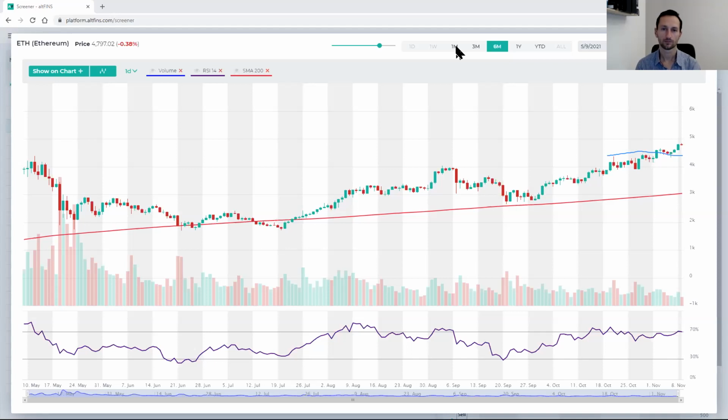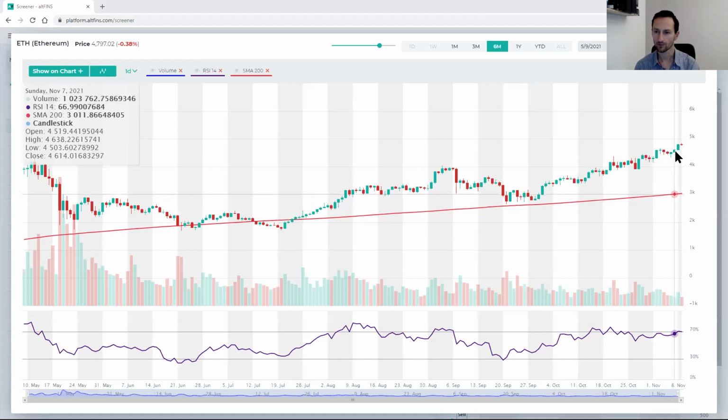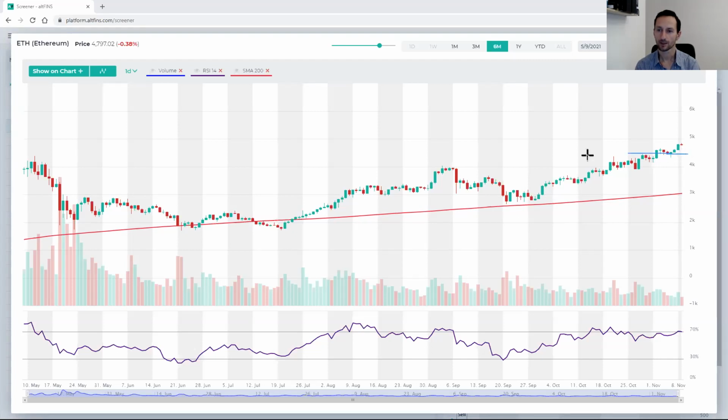Let's actually find out exactly. All right. It was right here. And actually that was the previous all-time high, more or less, if you go back. In any case, what happened here in terms of the breakout? A few days ago, we had a close above it right here.